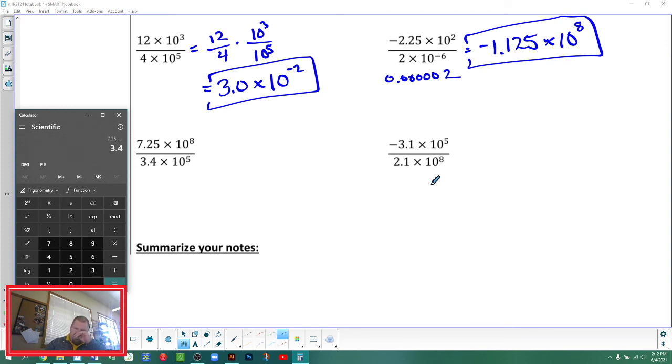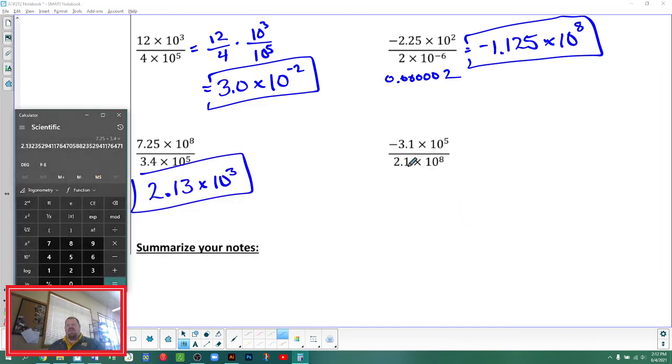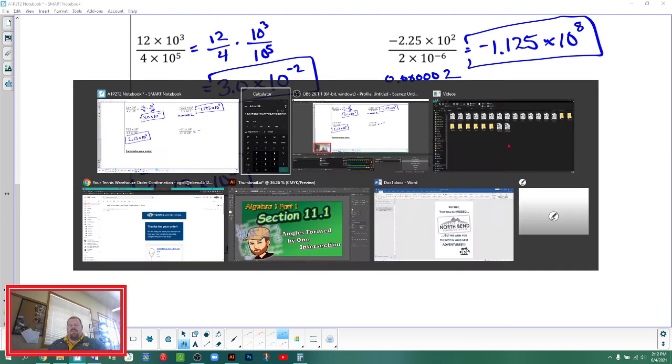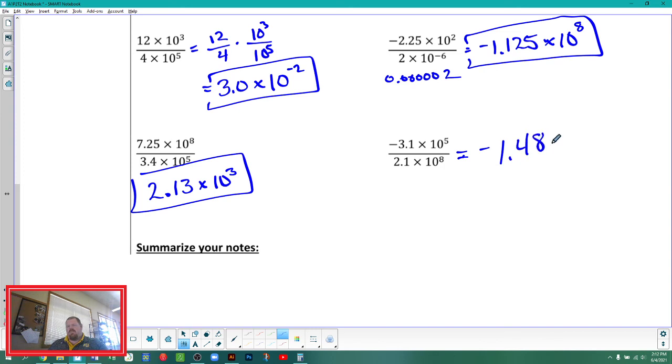Dividing number by number. Definitely want to round that. Let's call it 2.13. 2.13 times 10 to the 8 minus 5, which is 3. Dividing can be a lot easier because my leading number has less of a chance to get to be a very large number. 3.1 divided by 2.1, make it negative. Okay, I focused on negative and not the number. Let's call it 1.48. Times 10 to the 5 minus 8, which is negative 3. And there we go.